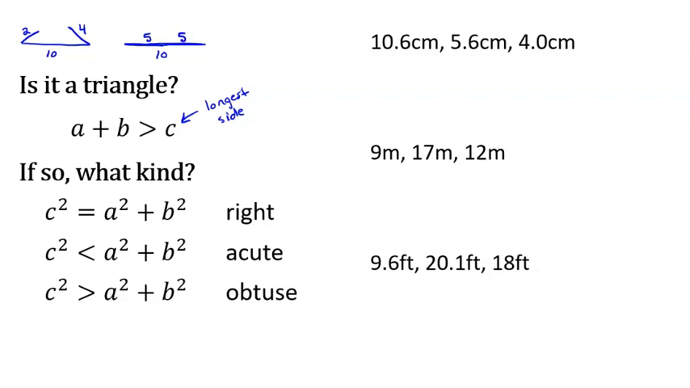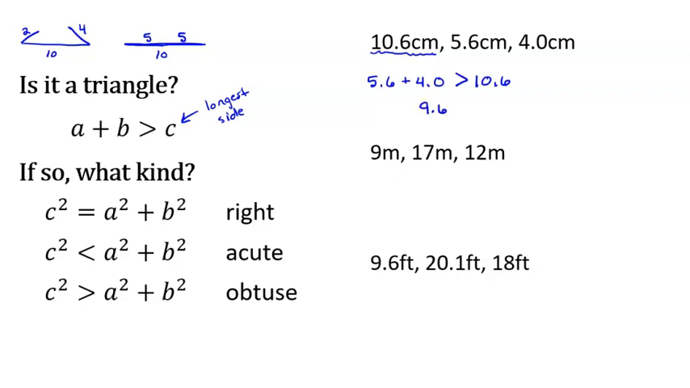And so even if they're equal, it doesn't work out. And so you have to have it to where the two smaller sides have to add up to be longer than that greater side. So let's take a look at this first one. So here's our longest side here. And so I'm going to say 5.6 plus 4.0, and we want to see if it's greater than 10.6.